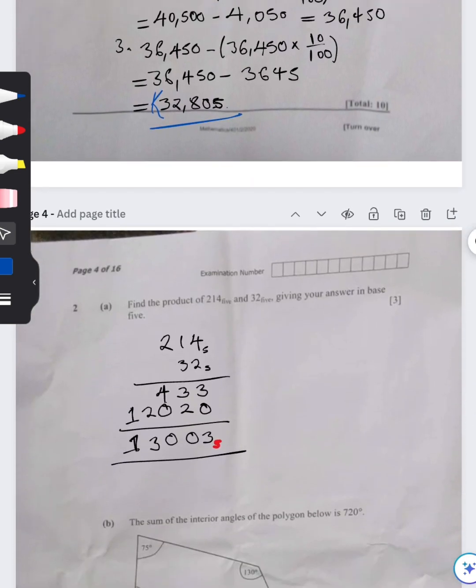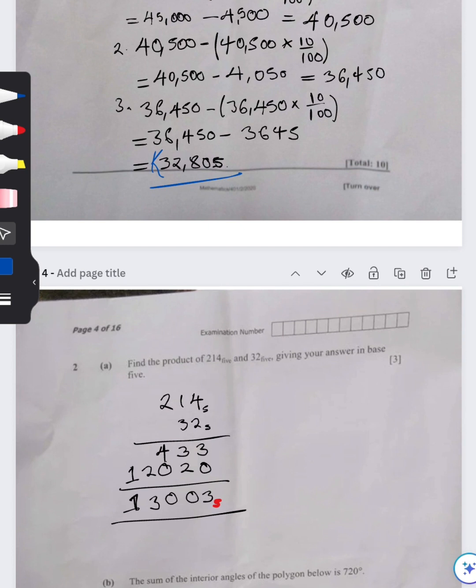The next problem, we are to find the product of 214 and 32, giving the answer in base 5. So these numbers are already in base 5. Now, here is how we carry out the product in base 5. So I start with a 2. So 2 multiplied by 4 is 8. Now the question is, how many 5s are in 8? 1 5, okay? And the remainder is 3.